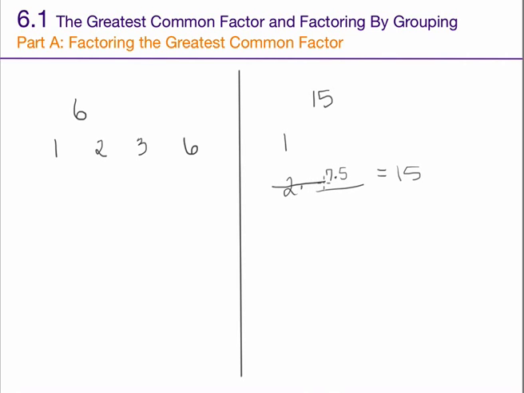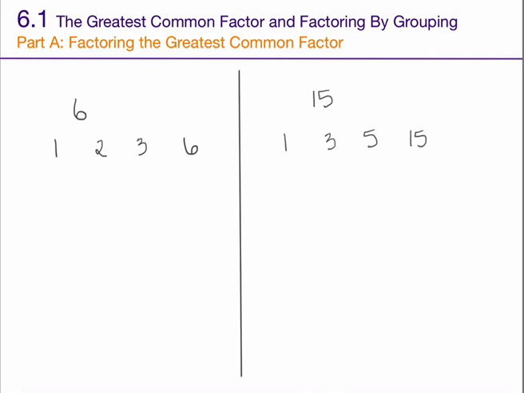So I won't count 2 as a factor of 15 because the thing I have to multiply it by isn't a whole number. The next whole number that I can multiply another whole number by to get 15 is 3. The next one is 5. The next one is all the way up at 15. So the factors of 15 are 1, 3, 5, and 15. So that's what it means to be a factor.